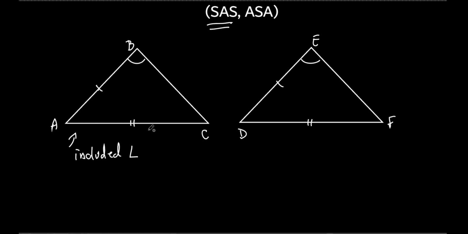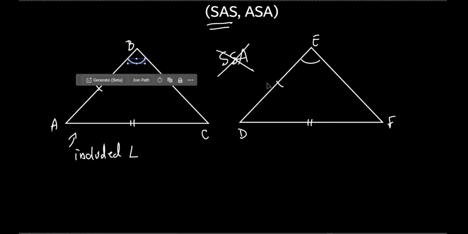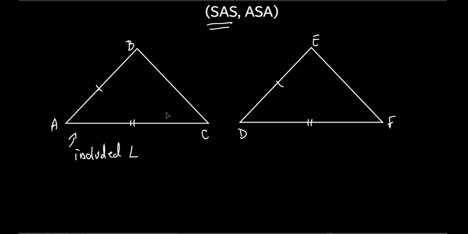Everybody got it? Or no, I can write this one, side side angle. That does not exist. Just because I have 2 sides and a non-included angle does not make these triangles congruent. Okay? I wish I could give you a good example of why, and I'm sure if I thought about it, I could show you, but that's okay.